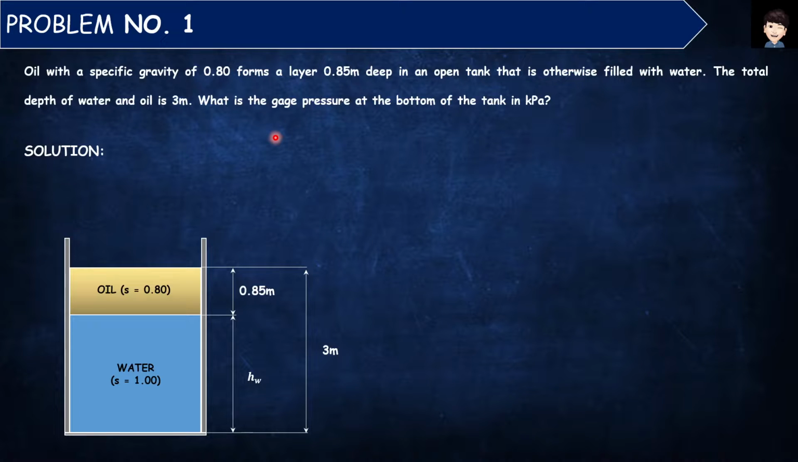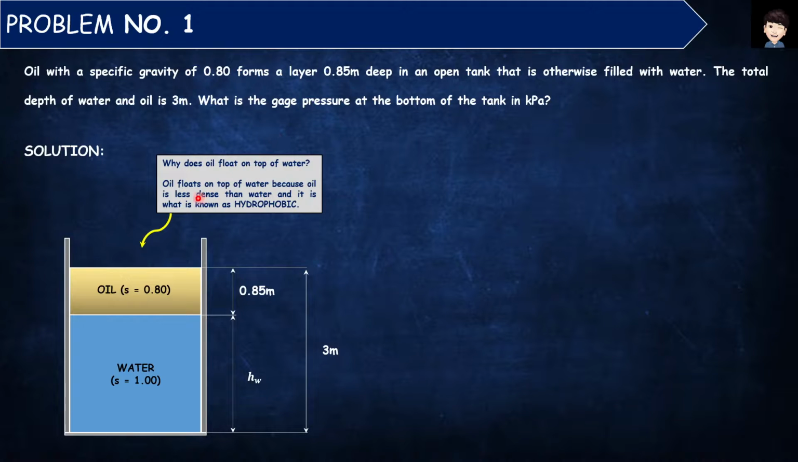So why does oil float on top of water? Oil floats on top of water because oil is less dense than water and it is what is known as hydrophobic. So meaning to say, mas magaan si oil kumpara sa water. At ma-compare din natin yon in terms of their specific gravities. Wherein yung oil has a specific gravity of 0.80 at yung water has a specific gravity of 1.